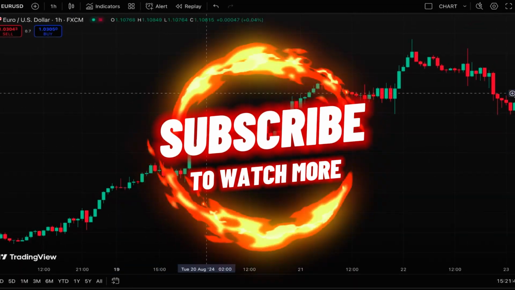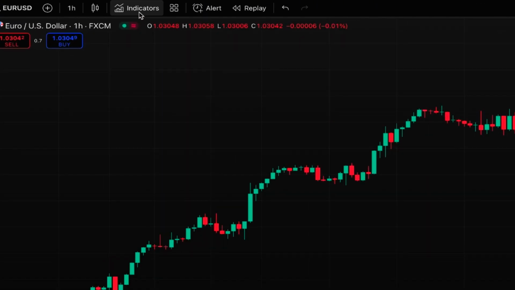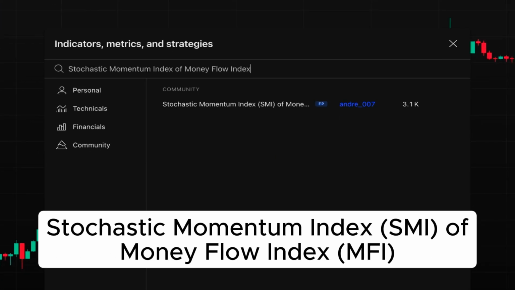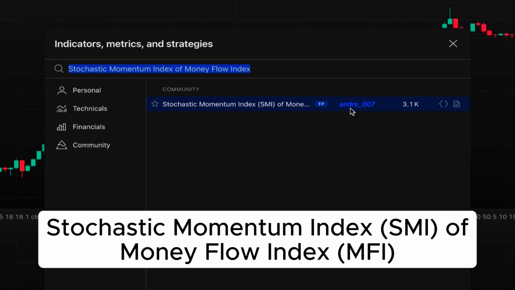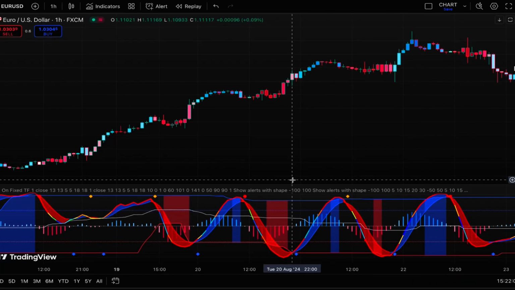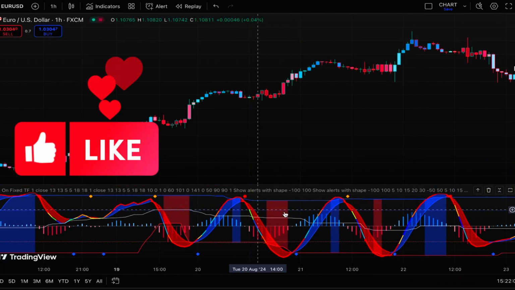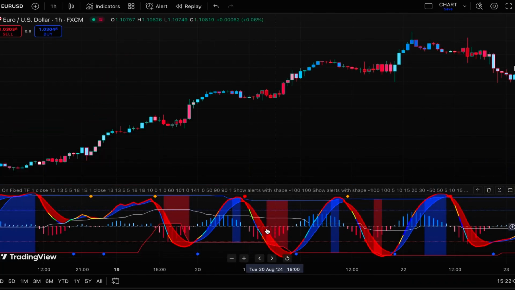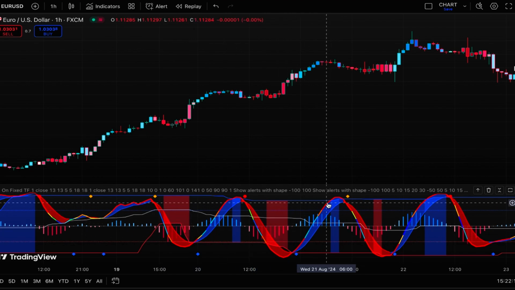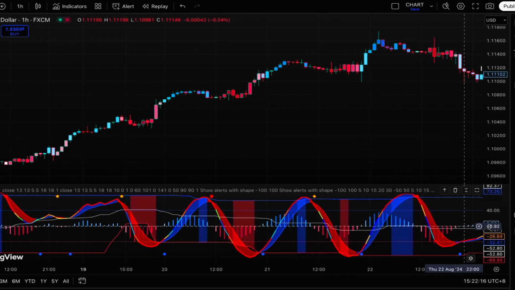To add this amazing indicator to our chart, here we click on indicators and we search stochastic momentum index of money flow index. This one, which is an editor's picks indicator and written by someone named Andre007. Alright, this is the indicator, and as you can see, it is added here below the chart. It's actually an oscillator, and you can see that we have different lines and a histogram that are moving above and below the center line, which is set at 0.